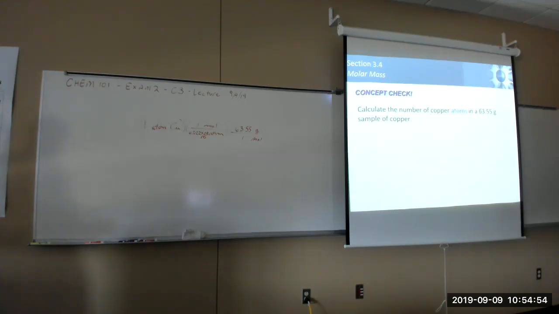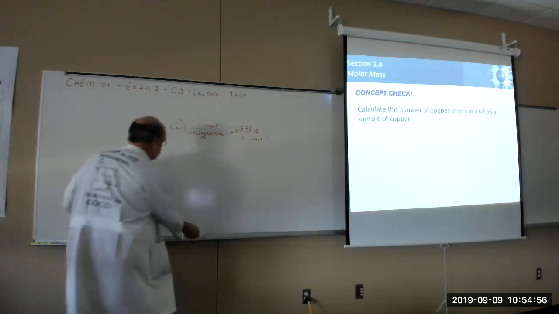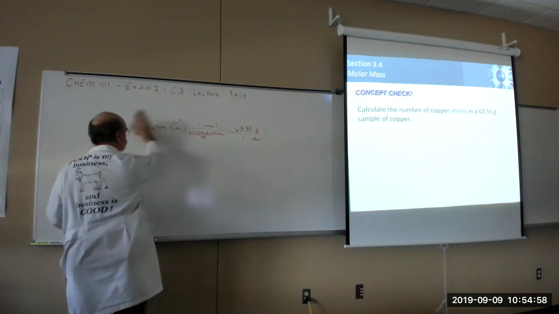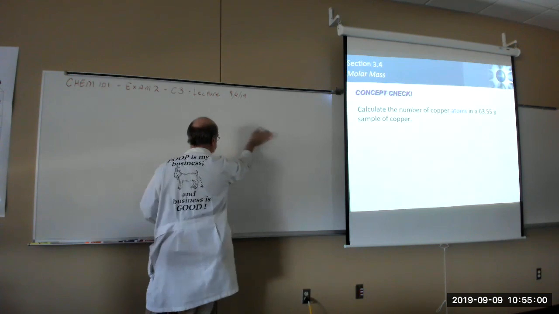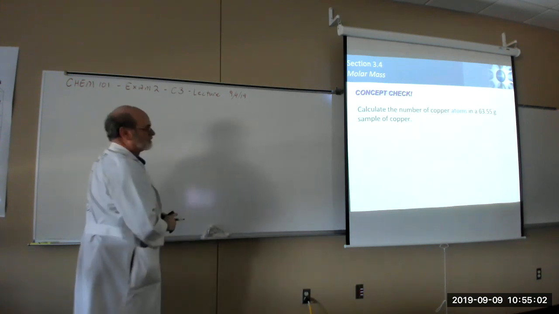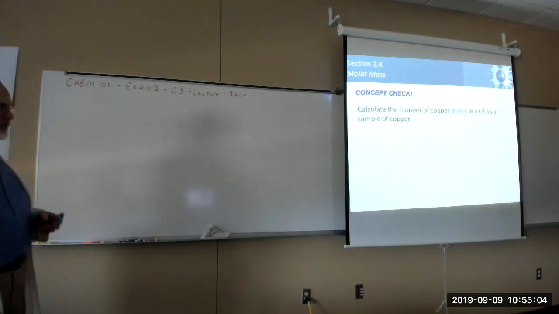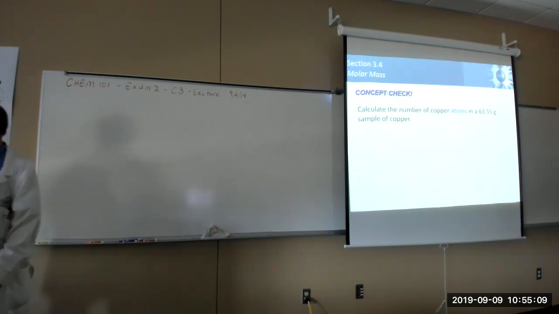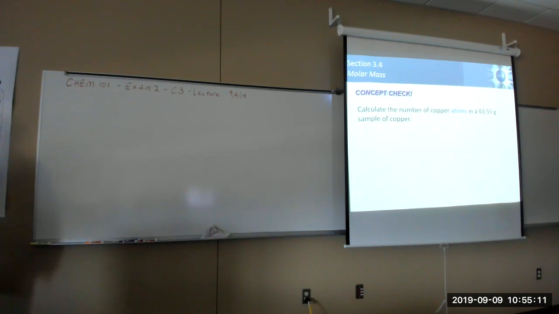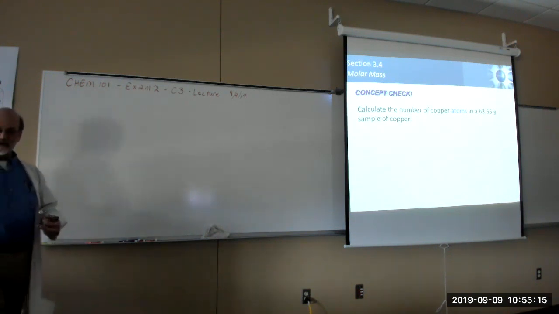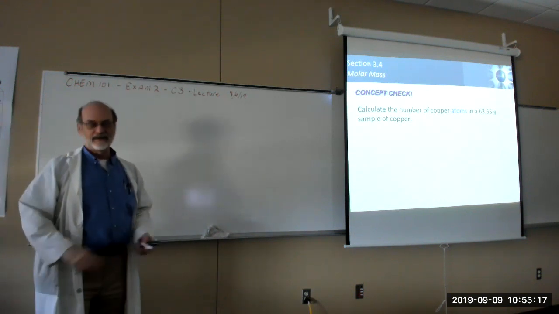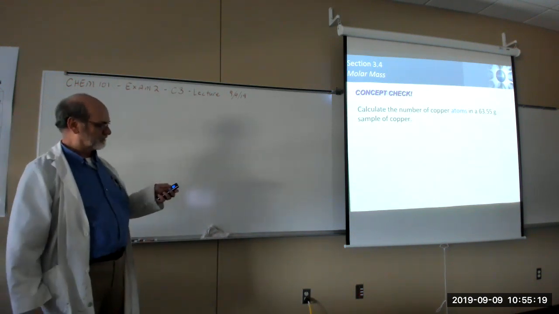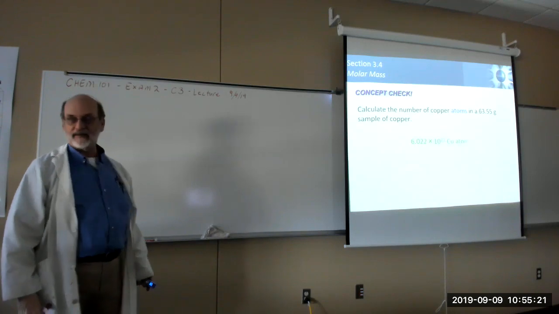All right. Here's a logical question. We should be able to do this one without even calculating. How many copper atoms are in a 63.55 gram sample? A 63.55 gram sample is 1 mole, isn't it? Yeah. So you've got 6.022 times 10 to the 23rd atoms in that many grams. Okay.